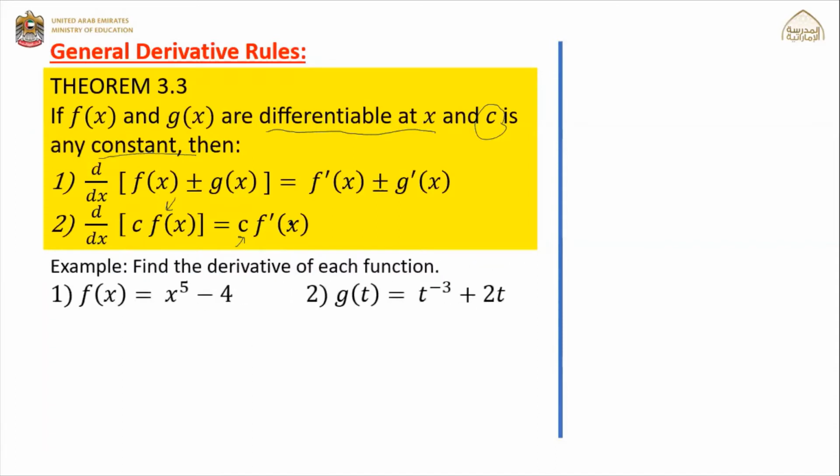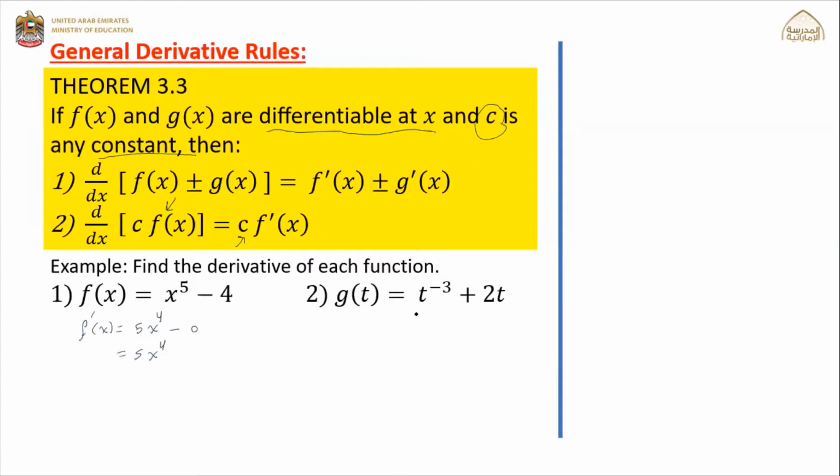Now we have an example: find the derivative of each function. The first one, f of x equals x to the power 5 minus 4, so f prime of x equals 5x to the power 4, which is the derivative of the first term, minus the derivative of 4, which is 0. So the final result is 5x to the power 4.